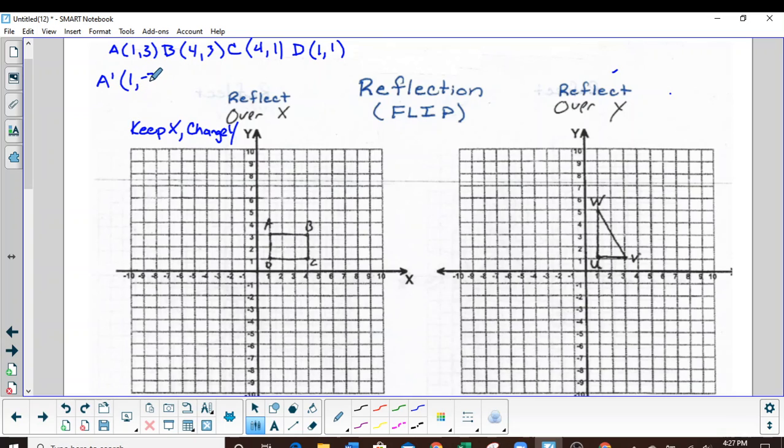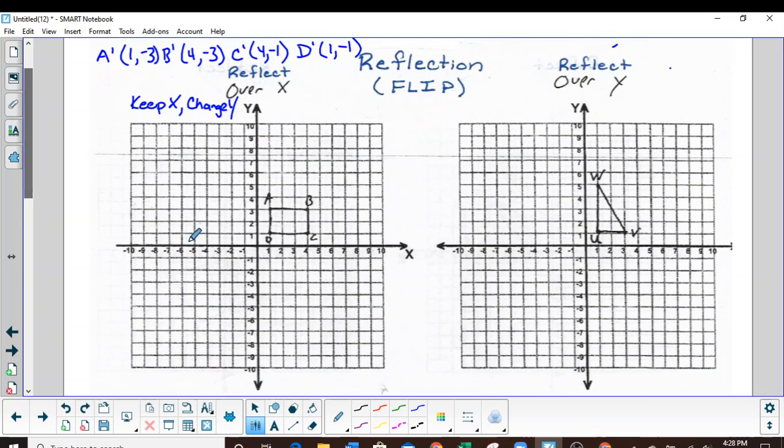So it's 1, negative 3. B prime, keep the x, 4, change the y, negative 3. C prime, keep the x, 4, change the y, negative 1. D prime, keep the x, change the y, 1, negative 1. And then all you got to do is replot it.